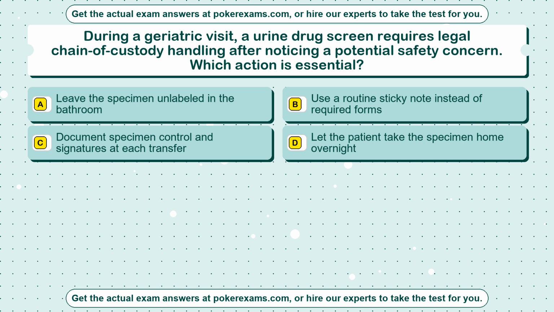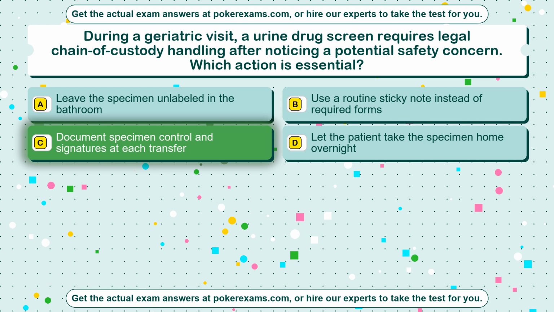Option A, leave the specimen unlabeled in the bathroom. Option B, use a routine sticky note instead of required forms. Option C, document specimen control and signatures at each transfer. Option D, let the patient take the specimen home overnight. The correct answer is option C, document specimen control and signatures at each transfer.